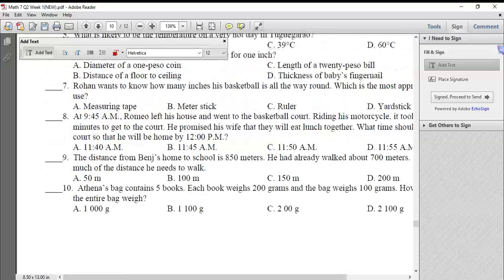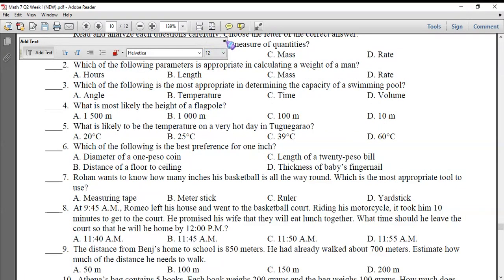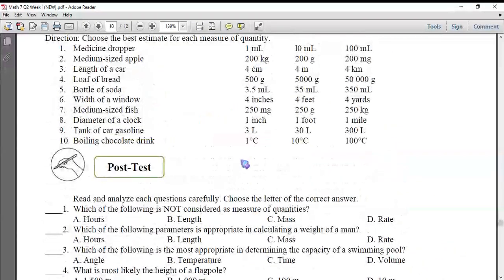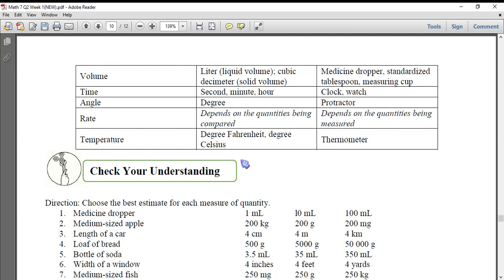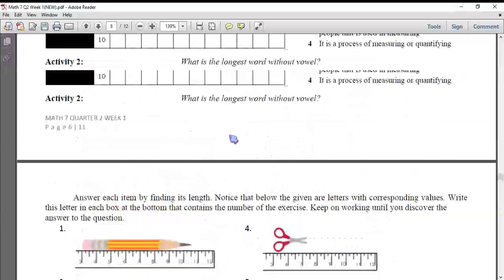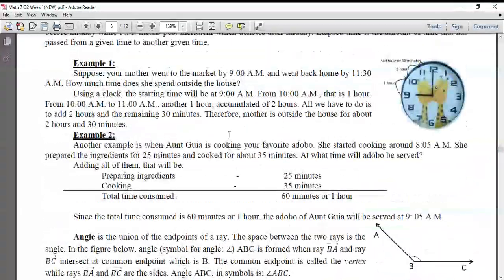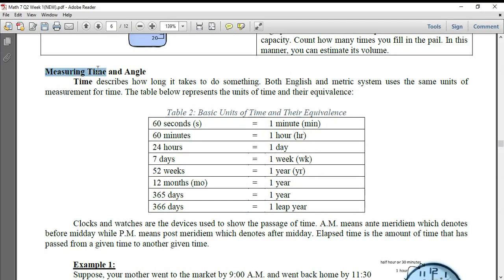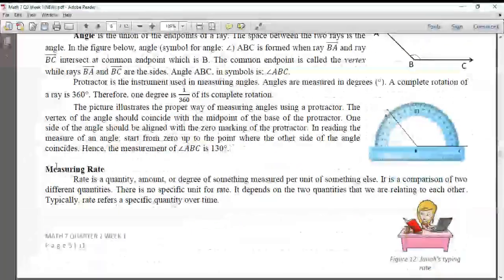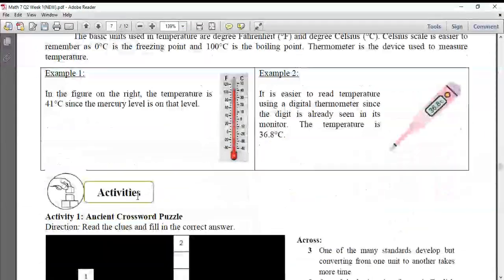So this will serve as our Lesson number 3, about the measure of time and angle, the measure of rate, and the measure of temperature.